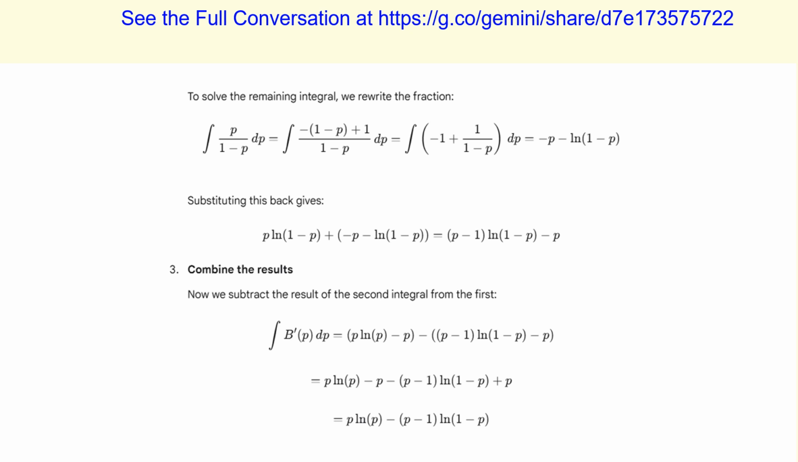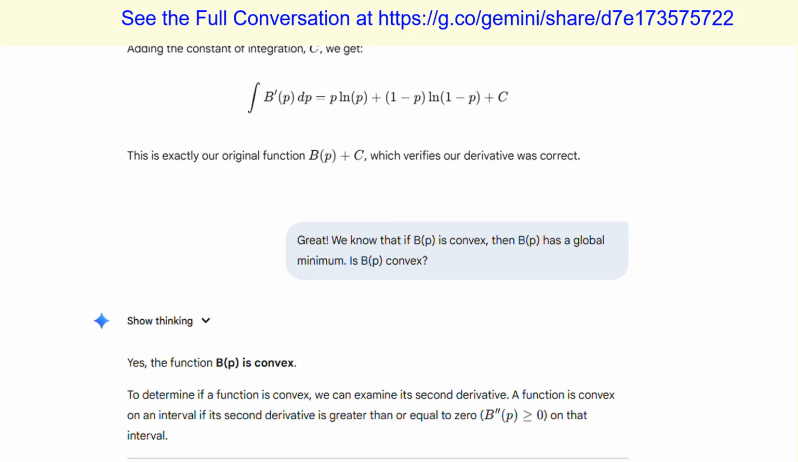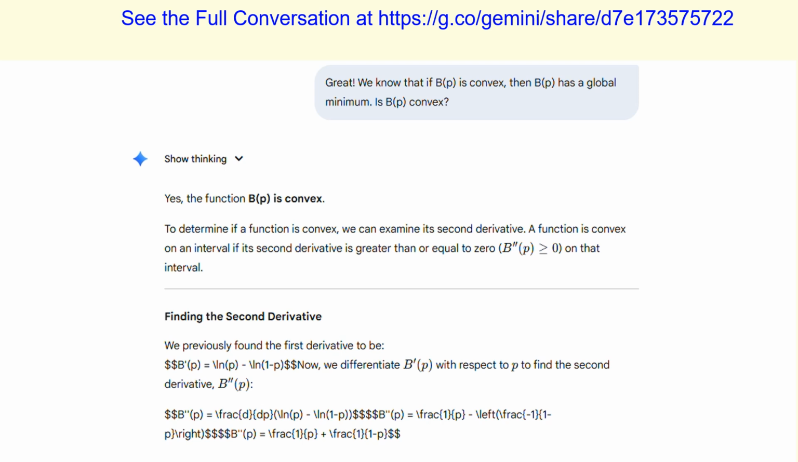Now, if you're a little concerned, and you should be, there's a minus p there. Where did that come from? Well, fortunately, when you put the two integrals back together, there's a minus p and there's a plus p, and they cancel, and we return to our original function, as it says here. Now, we know that if b of p is convex, then b of p has a global minimum. So is b of p convex? Yes, it is. Great. So it must have a global minimum.